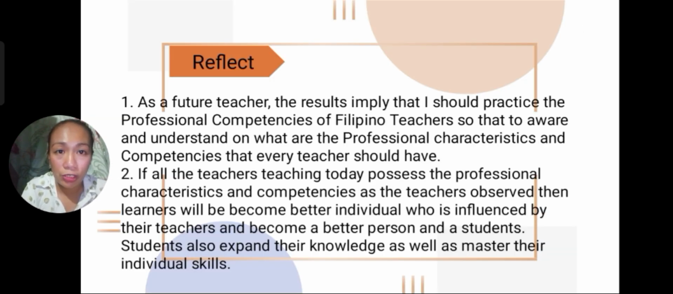So this is my reflection. As a future teacher, the results imply that I should practice the professional competences of Filipino teachers, so that I am aware and understand what the professional characteristics and competences are that every teacher should have. Second, if all the teachers teaching today possess the professional characteristics and competences as the teacher I observed, then learners will become better individuals who are influenced by their teachers and become better persons and students. Students also expand their knowledge as well as master their individual skills.